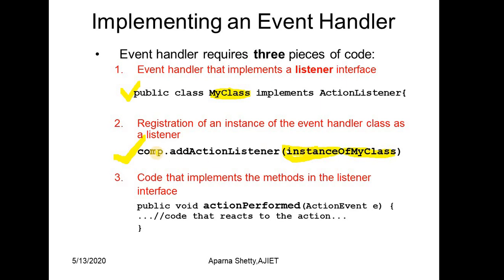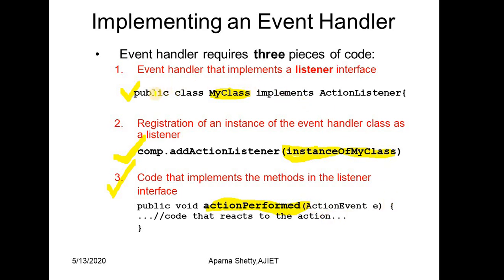In order to register it as an event listener, the comp.addActionListener method is used and you need to pass the object of the event handler. Okay, so this was the second step. The third step is code that implements the method in the listener interface. Next you need to have the methods in the listener interface that will handle the event. So here, the actionPerformed method of the ActionListener interface is called to handle that event.